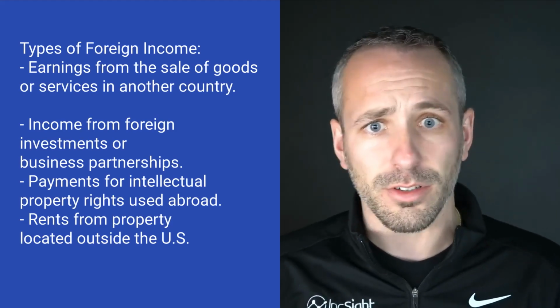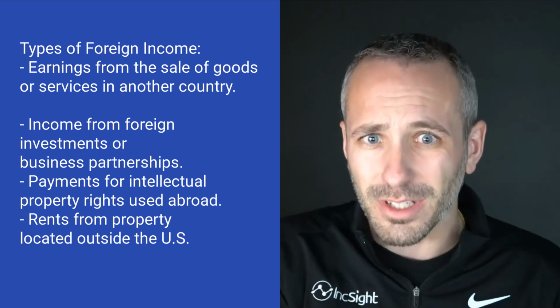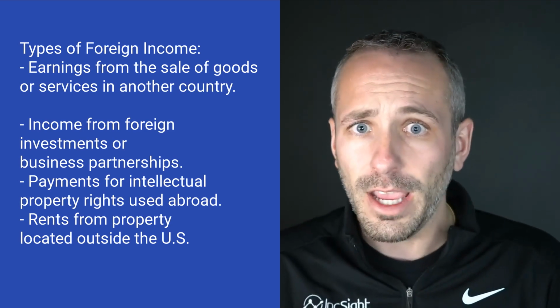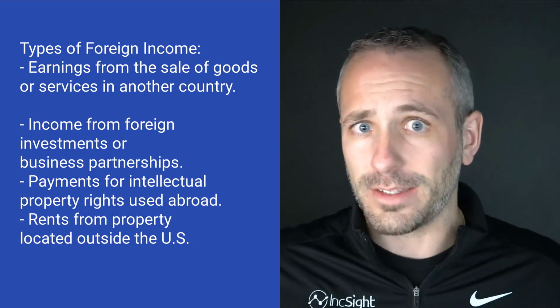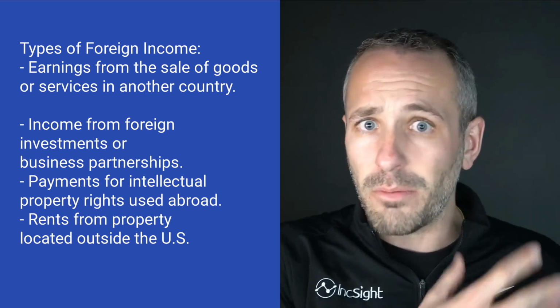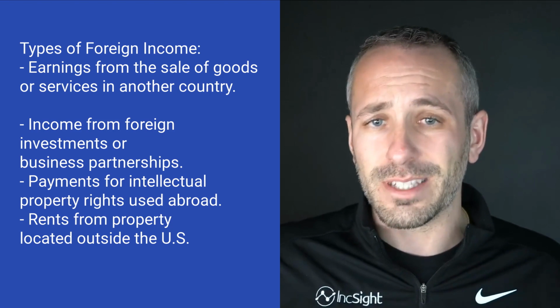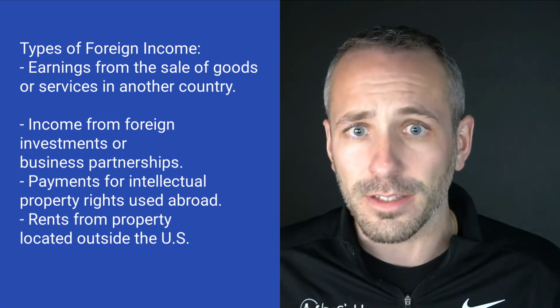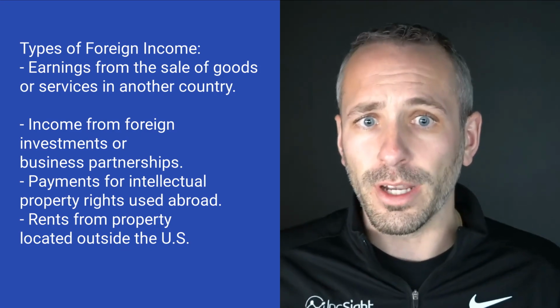So let's look at types of foreign income. This could be from anything. It could be from selling goods or a service to another country or in another country. It could be investments or partnerships that you have in another country that you're receiving income from. It could be IP rights that you're selling or giving to somebody in another country. Maybe you have a rental property in another country and you're receiving rents from that. Maybe you have interest, stocks, or various other things in a foreign entity. Basically, all of this would be included in foreign income.